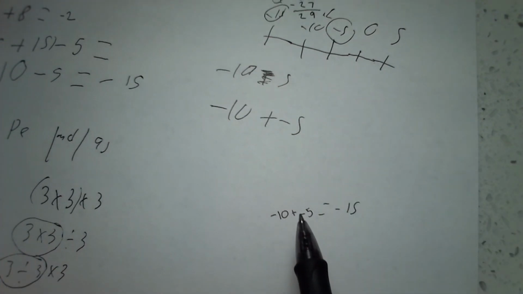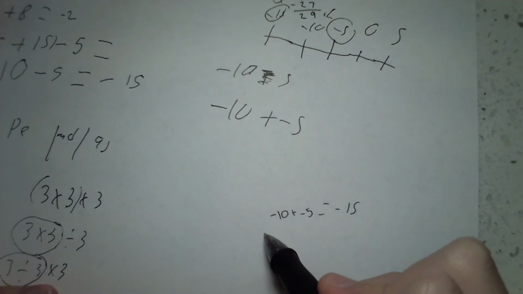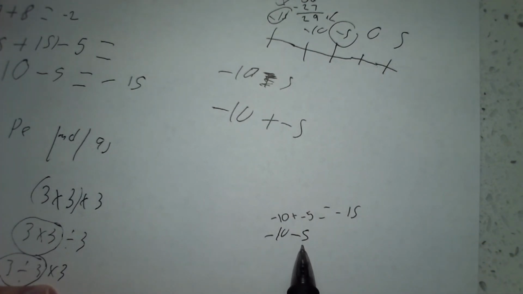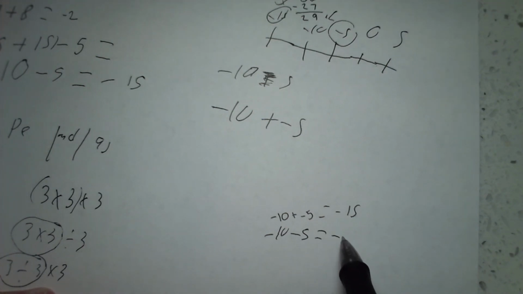Whenever you have a negative right here and a positive, so plus negative, you remove the positive and you get negative 10 minus 5. So whenever you're adding a negative, remove the plus sign and replace it with a minus. And that equals negative 15.